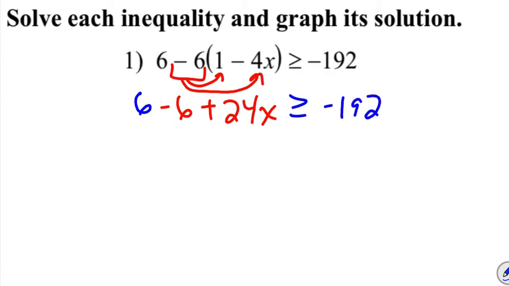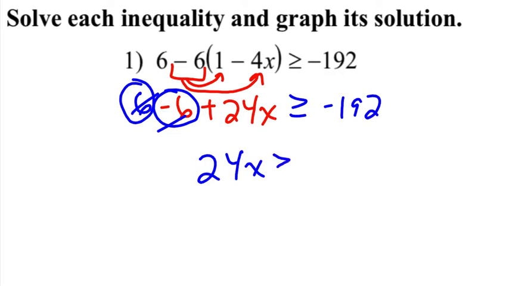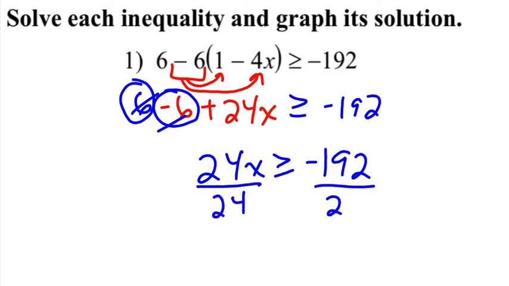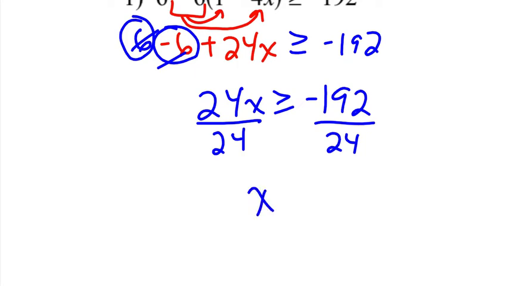Okay? Next, we need to combine our like terms. So over here on the left-hand side, I have 6 minus 6, which is actually a 0. So those are going to cancel out. Then I'm left with 24x is greater than or equal to -192. Then I need to divide, so I'm going to go ahead and divide both sides by 24 so I can get x by itself. So divide both sides by 24, and I get x is greater than or equal to -8.